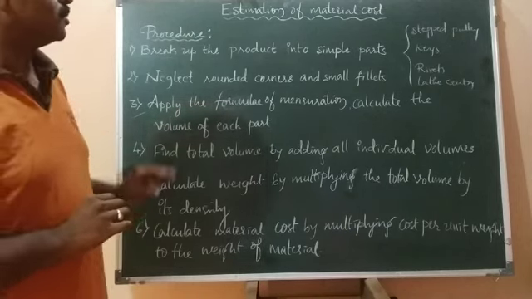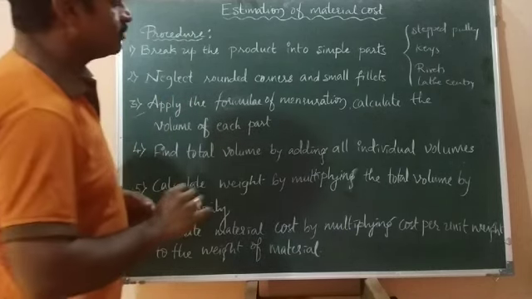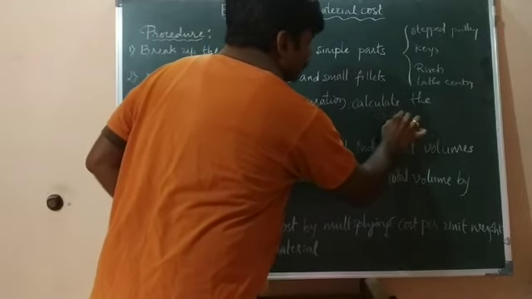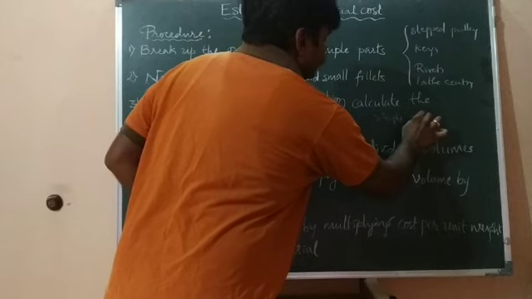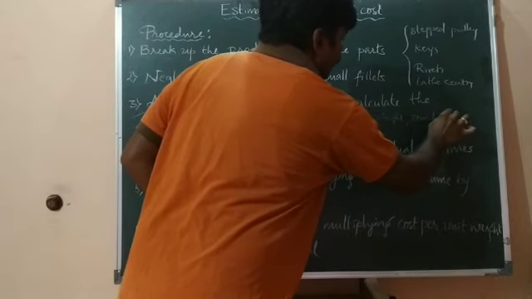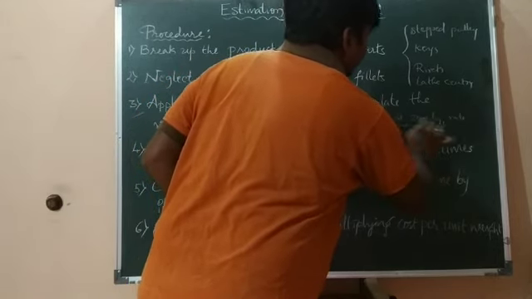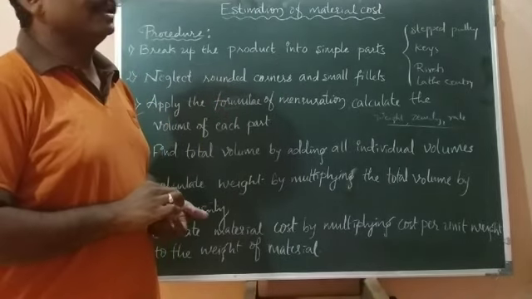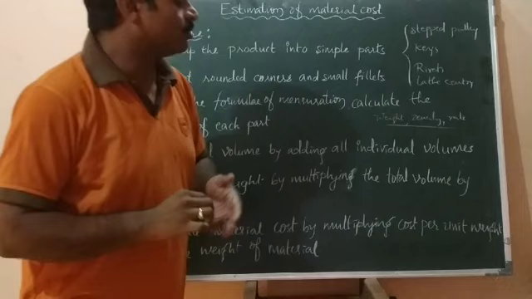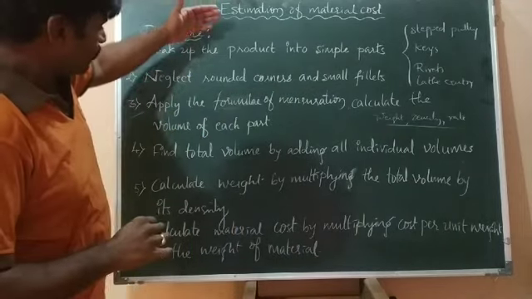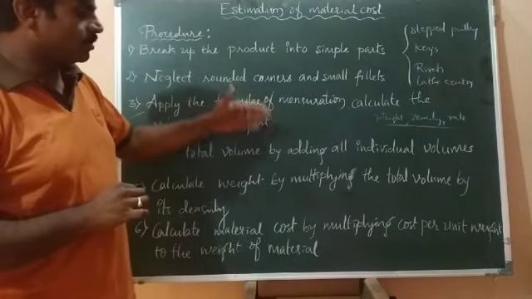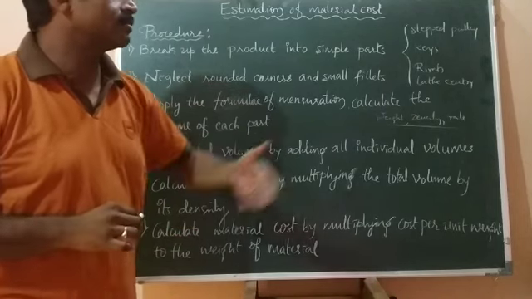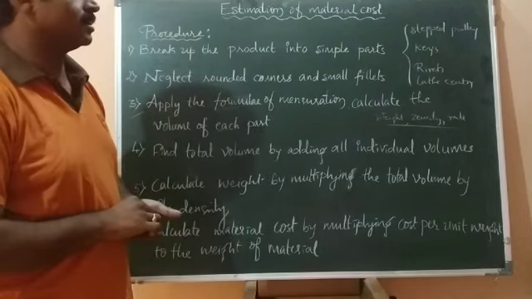So here to calculate material cost, three terms are very important. First one, weight, density and rate. If you know this, surely we can find material cost. So how to find weight? By this procedure we will find total volume. So when we multiply the total volume with density, surely we will get weight of the object.